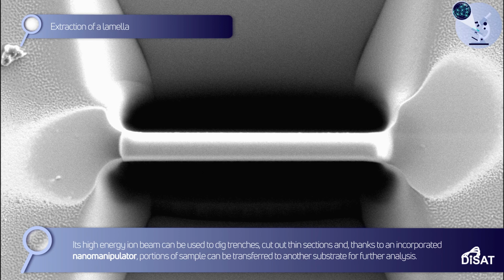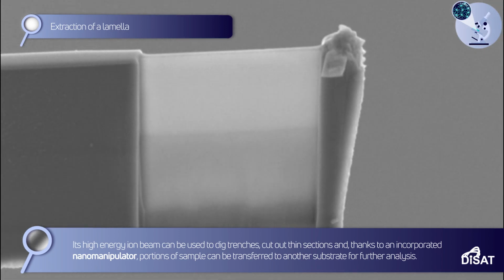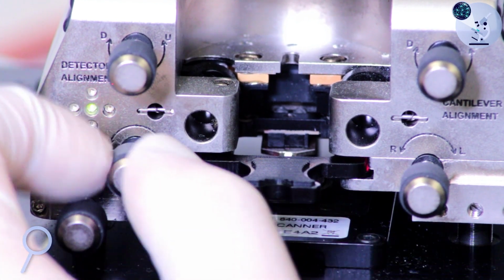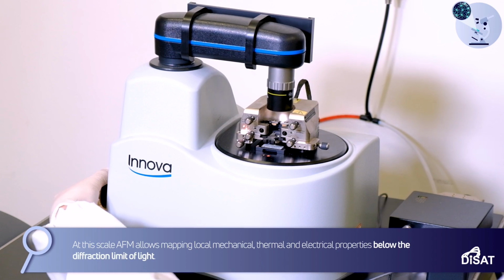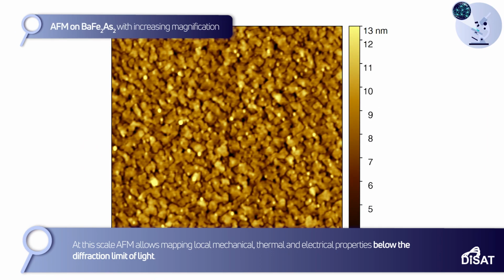Its high-energy ion beam can be used to dig trenches, cut out thin sections and, thanks to an incorporated nanomanipulator, portions of sample can be transferred to another substrate for further analysis. At this scale, AFM allows mapping local mechanical, thermal and electrical properties below the diffraction limit of light.